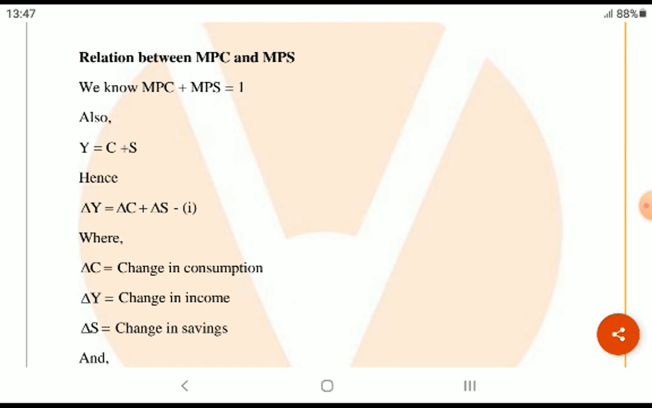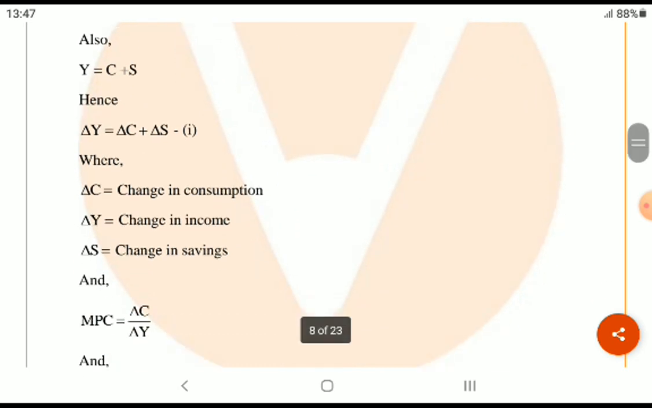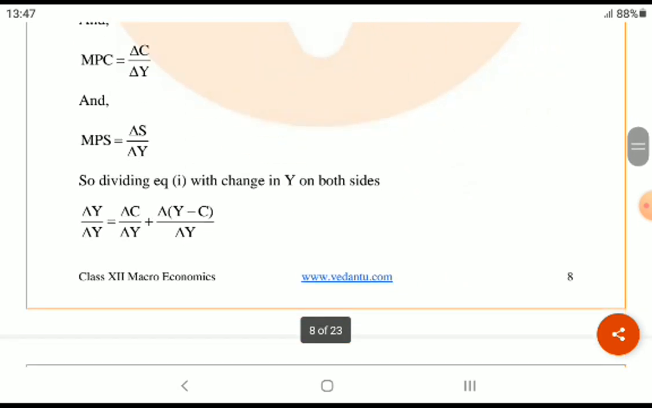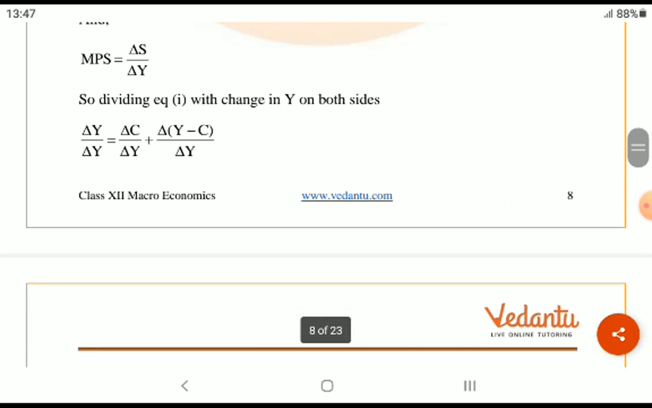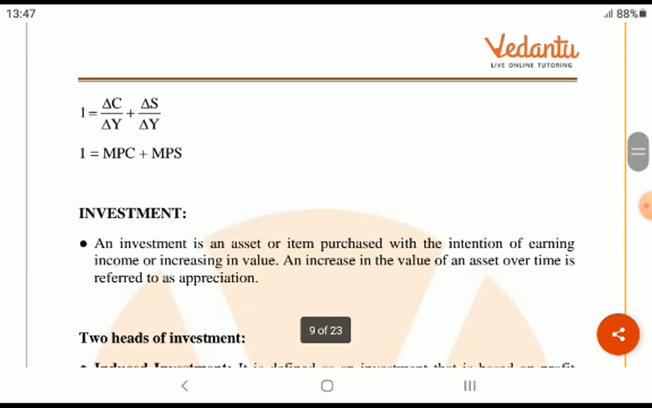Delta C is equal to change in consumption, delta Y is equal to change in income, delta S is equal to change in savings. So MPC is equal to delta C by delta Y. MPS is equal to delta S by delta Y. So dividing equation 1 by the change in Y on both sides, delta Y by delta Y is equal to delta C by delta Y plus delta S by delta Y, where 1 is equal to delta C by delta Y plus delta S by delta Y. So therefore 1 is equal to MPC plus MPS is the formula.